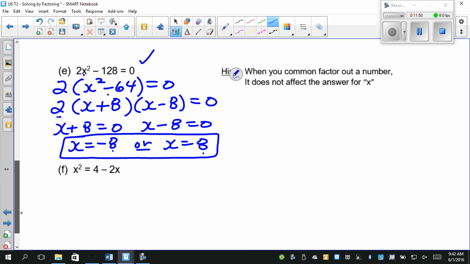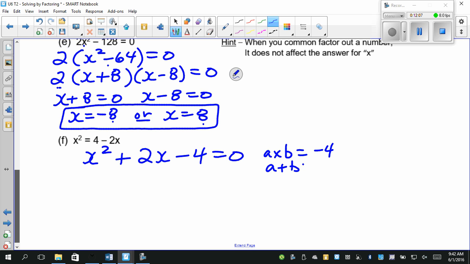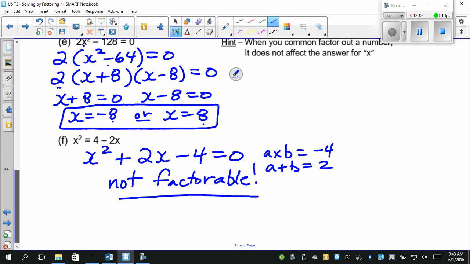Okay, and one more here. X squared. I'm going to bring over the minus 2x, make it a plus 2x. So here I'm trying to find two numbers that multiply to negative 4 and add to 2. But there are no numbers that work there. So that means that it's not factorable.